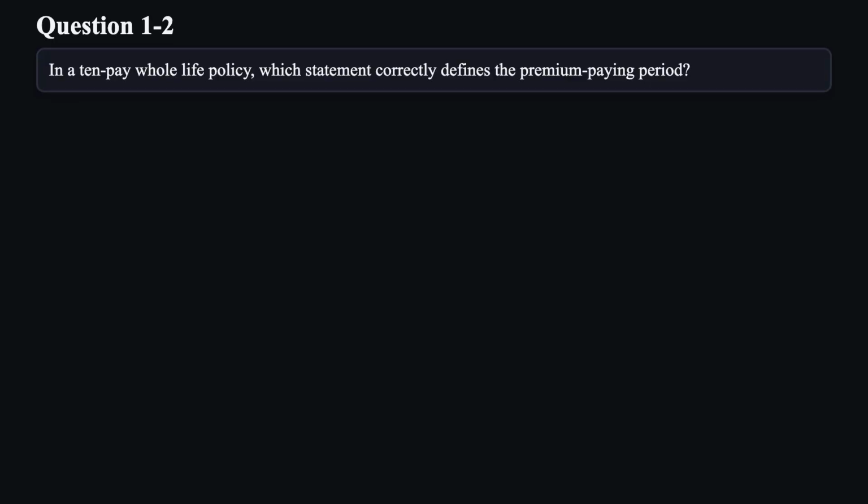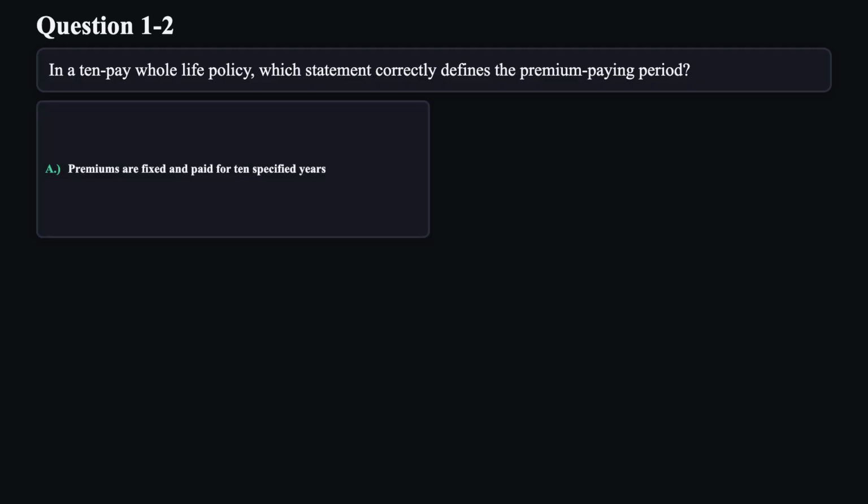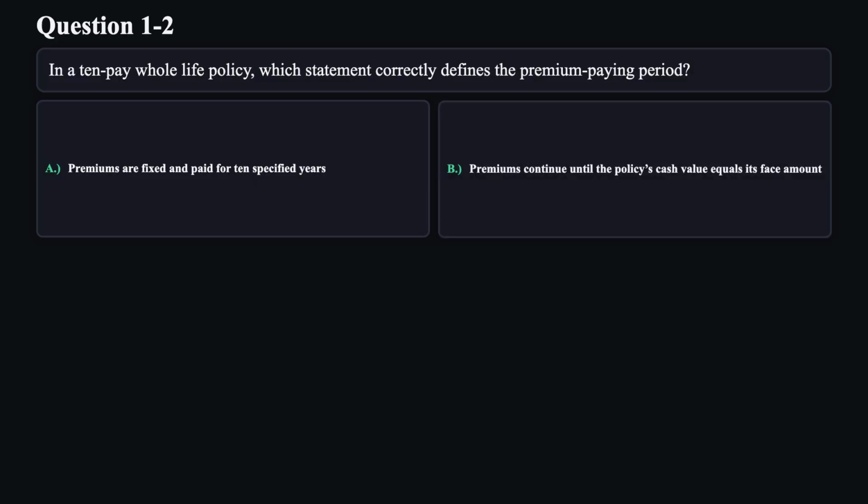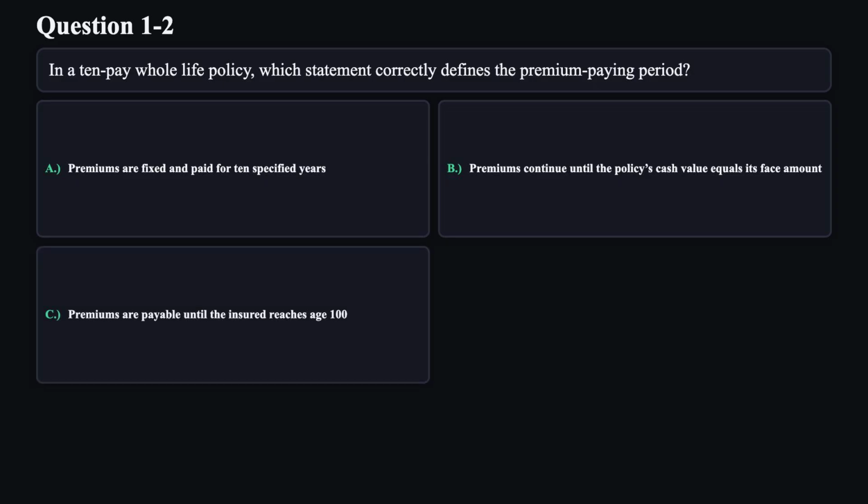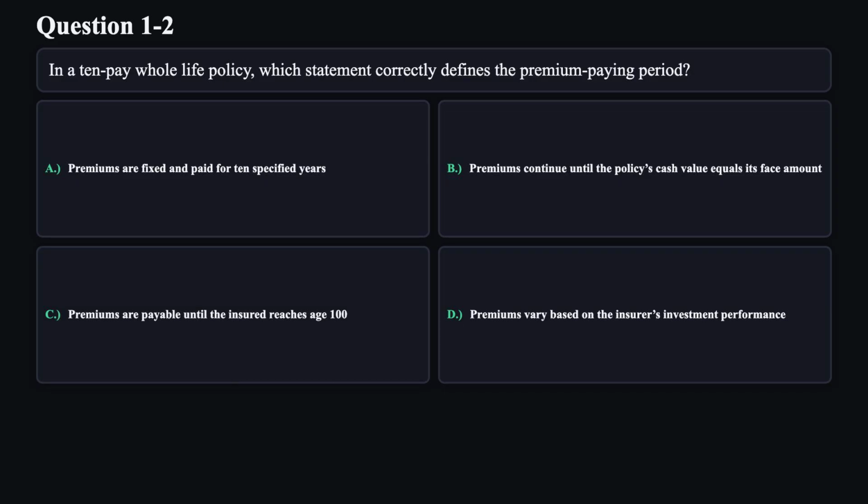Question 2. In a 10-pay whole life policy, which statement correctly defines the premium paying period? A. Premiums are fixed and paid for 10 specified years. B. Premiums continue until the policy's cash value equals its face amount. C. Premiums are payable until the insured reaches age 100. D. Premiums vary based on the insurer's investment performance.